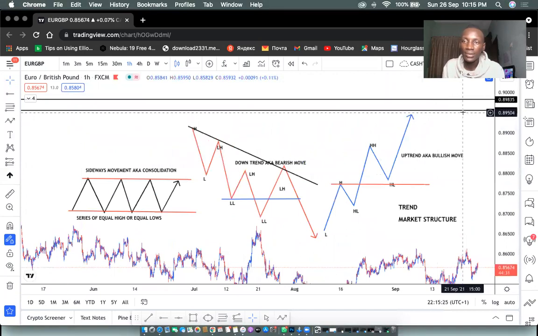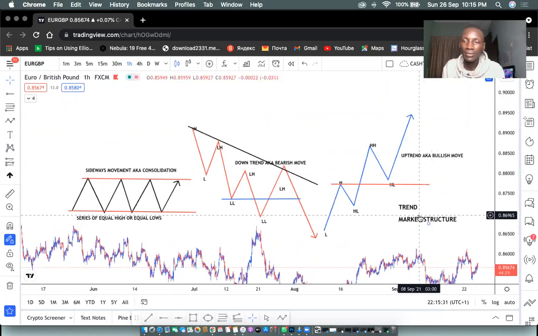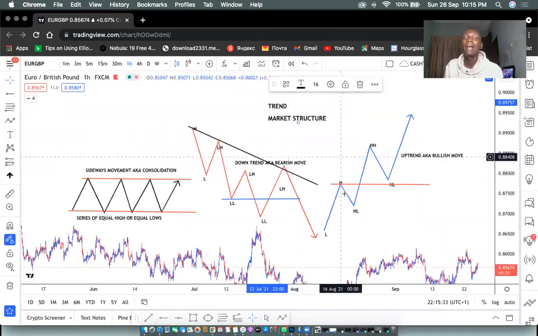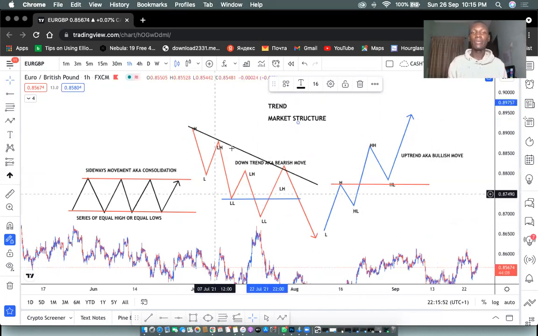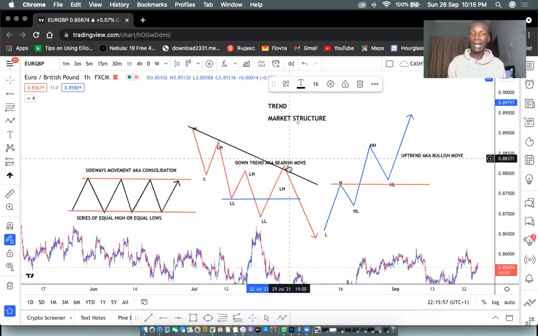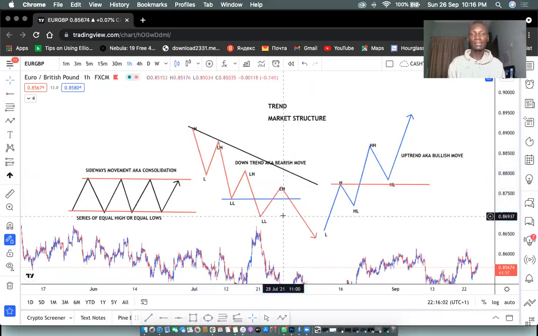What we are trying to do is understand trends and market structure. These two work together. And I told you there are two types of trends. There is a downtrend, there is an uptrend. In a downtrend, you see a series of lower highs and lower lows.